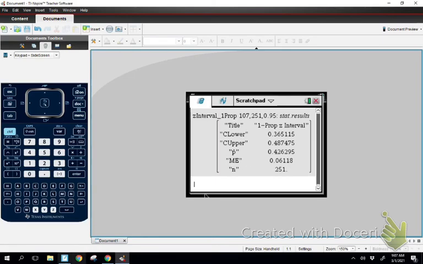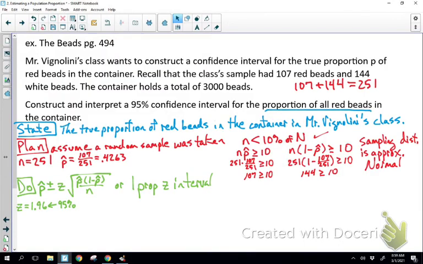So back to the document. Our interval is 0.3651 to 0.48. That's a funny looking comma. Let's rewrite that. 0.4875. And now we can conclude and be done.